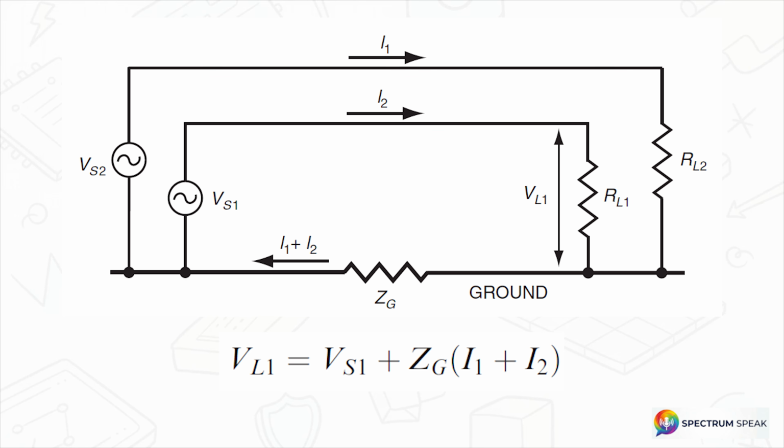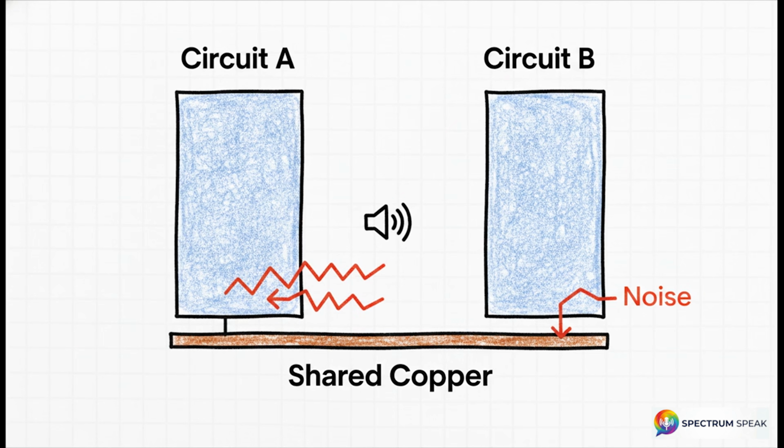V_L1 is the voltage across your load in circuit 1. In a perfect world, this would just be V_S1, your source voltage. But check out the end of the equation, plus Z_G times the sum of current 1 and current 2. Because these two circuits share a physical ground path, the actual voltage across your load is corrupted by that common ground impedance, Z_G. Let's break down that corruption a bit more.